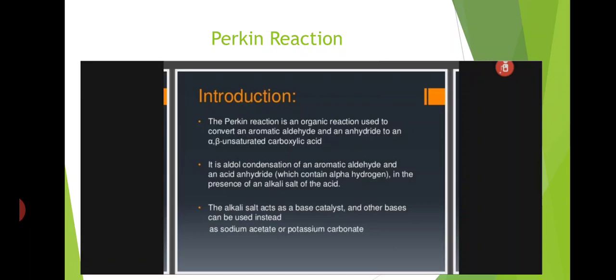This reaction is used to convert the aromatic aldehyde and anhydride to alpha beta unsaturated carboxylic acid. It is an aldol condensation of an aromatic aldehyde and an acid anhydride, which contain alpha hydrogens, in the presence of an alkali salt of the acid.